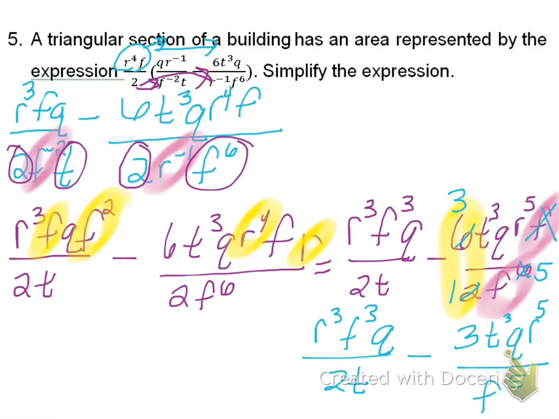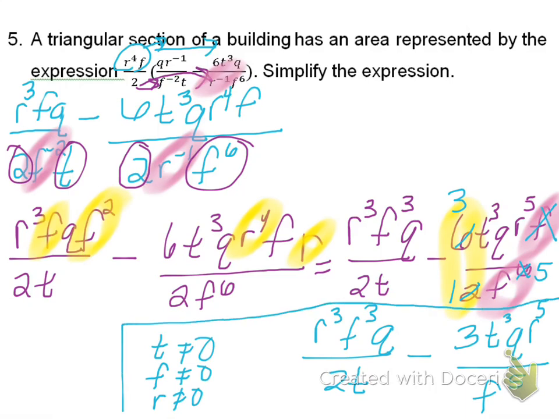There's a t and an f in our denominators and our answer here. And if we go back to the original, there's also an r in the denominator for the original. So we have to list that as an excluded value as well. And that's our final answer for that one, simplified version.